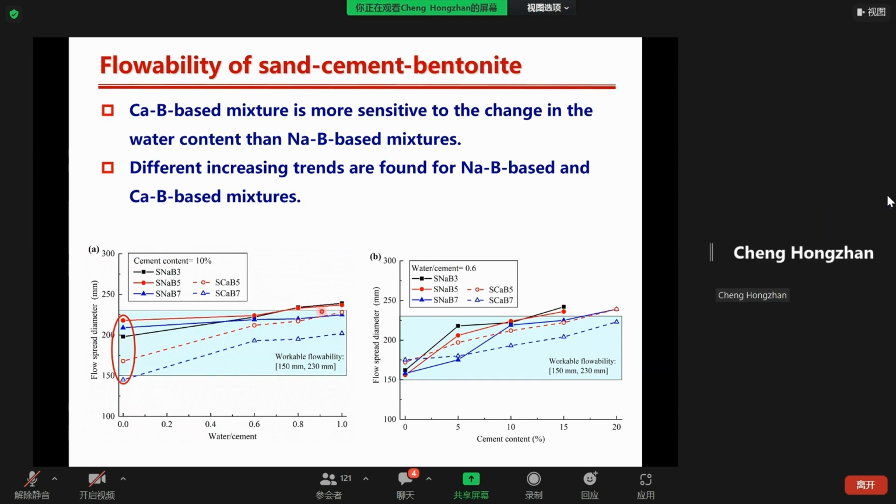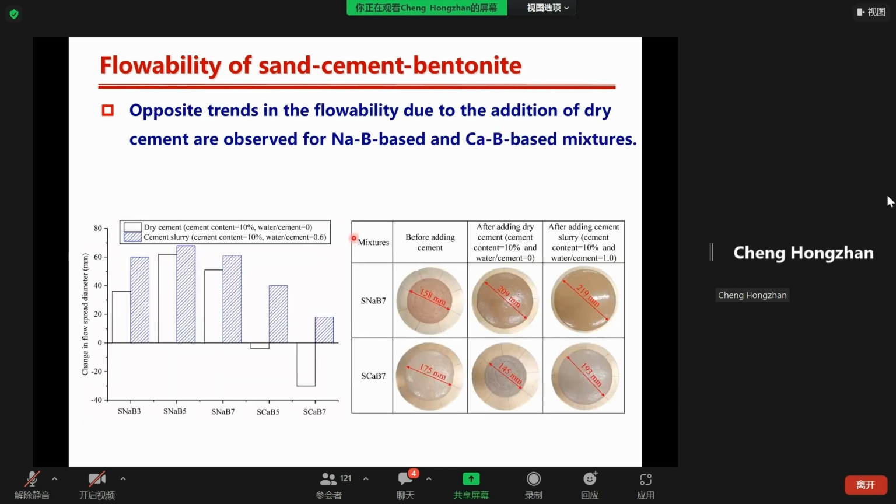Interesting. A significant difference in the flowability for these two types of bentonite mixtures, and as shown in the right figure, the flow diameter of the mixture increased as the cement content increased. To better clarify the effect of cement slurry, the left figure compared the change of flowability caused by addition of dry cement and cement slurries.